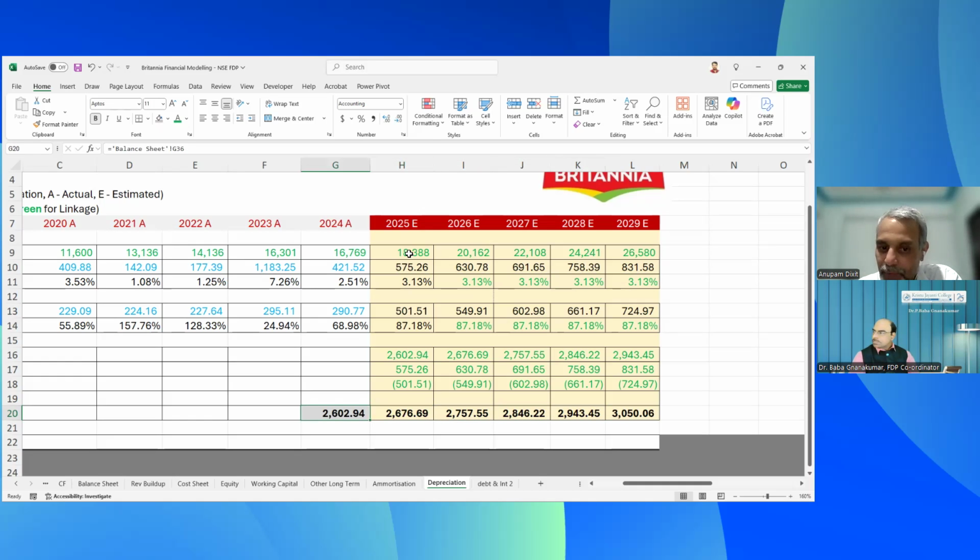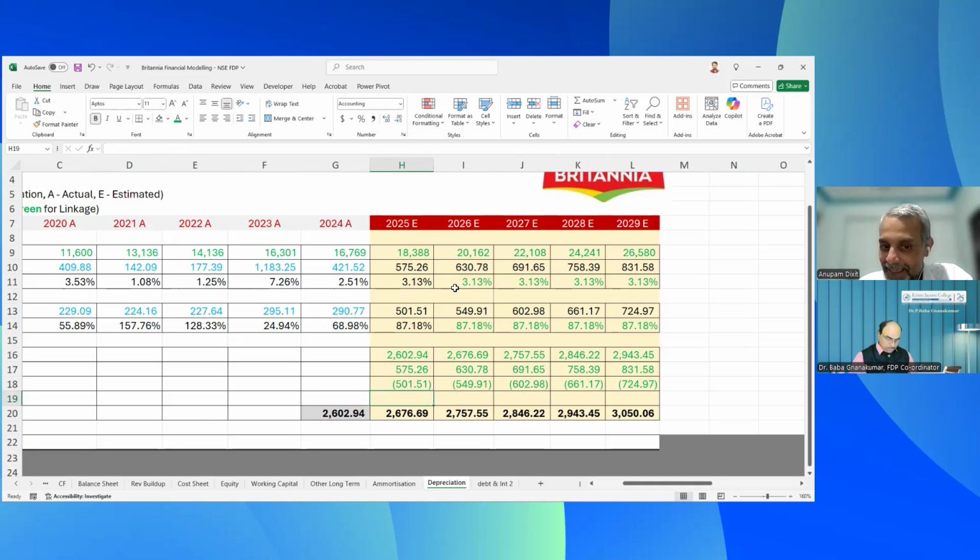So we start with the previous year's fixed asset value, 2602. We add whatever capital expenditure we have done, 575, and we reduce the depreciation. So 2602 is what we started with, 575 is the capital expenditure done in this year, and 501 is the depreciation in this year. That gives us the ending asset value as the sum of these values, right?